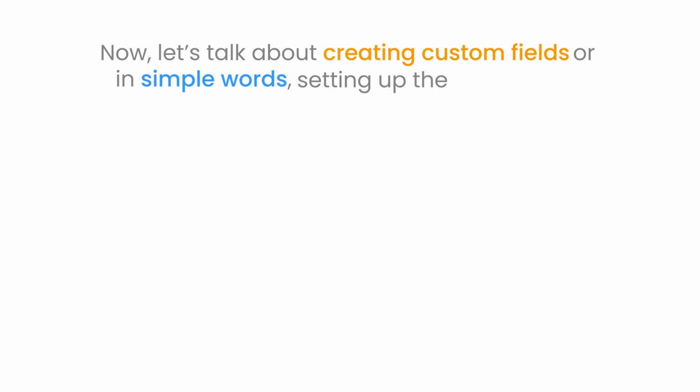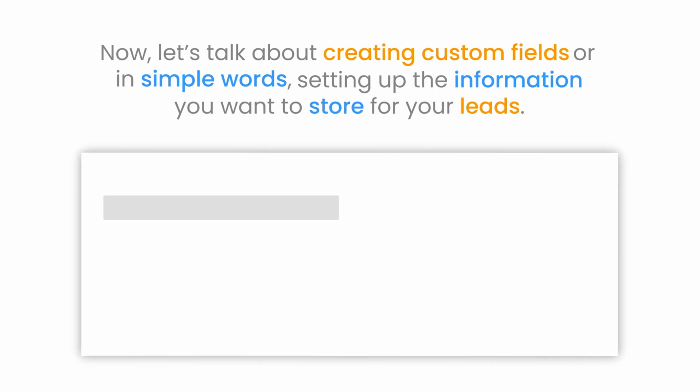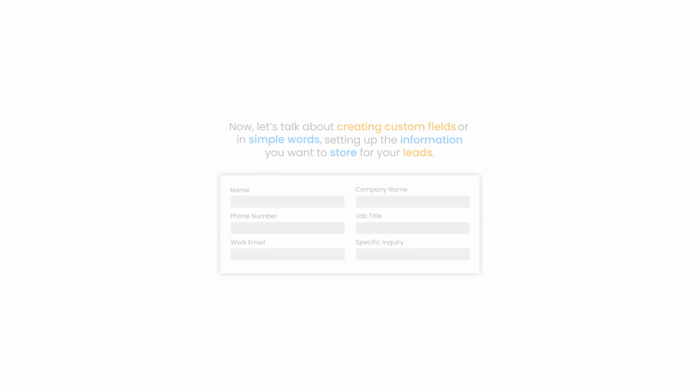Now let's talk about creating custom fields, or in simple words, setting up the information you want to store for your leads. For example, if a lead or prospect fills out a web form, you may want to capture their name, phone number, work email, and additional information, such as company name, job title, or specific inquiry. To make sure you can store all this information consistently, you have to create the fields.